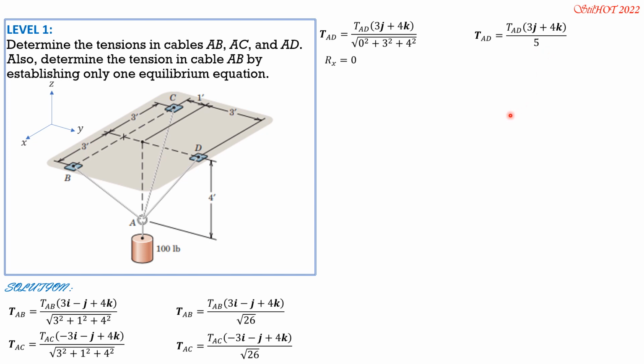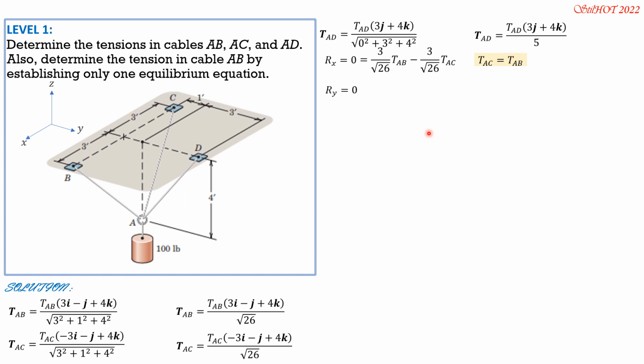Then summation of forces in X equals 0, or Rx equals 0, then we have 3 over square root of 26 tension AB, plus negative 3 over square root of 26 tension AC, then AD has no X component. Since from this equation, we can say tension AC is equal to tension AB.